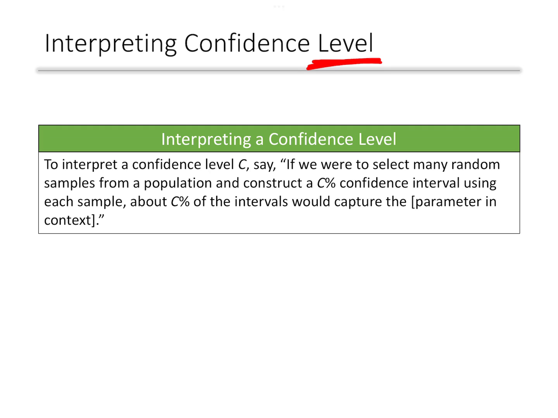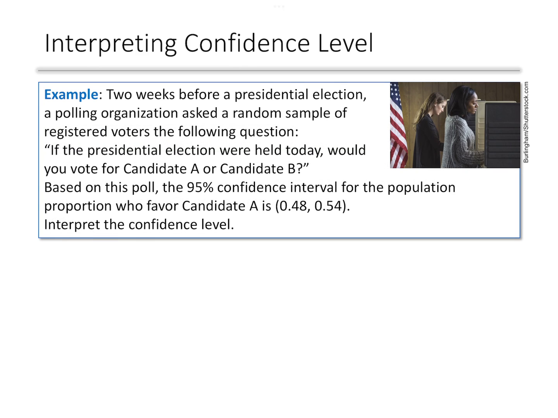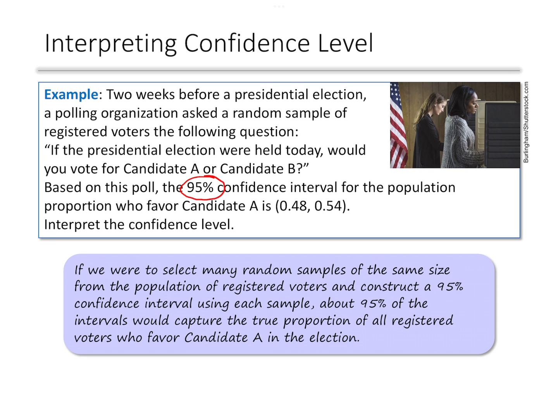Okay, so if we think about an example, the same one with our presidential election, we are 95% confident. So what does this 95% confidence level mean if we're interpreting it? You could say something like this: if we were to select many random samples of the same size from the population of registered voters and construct a 95% confidence interval using each sample, about 95% of the intervals would capture the true proportion of all registered voters who favor candidate A in the election.